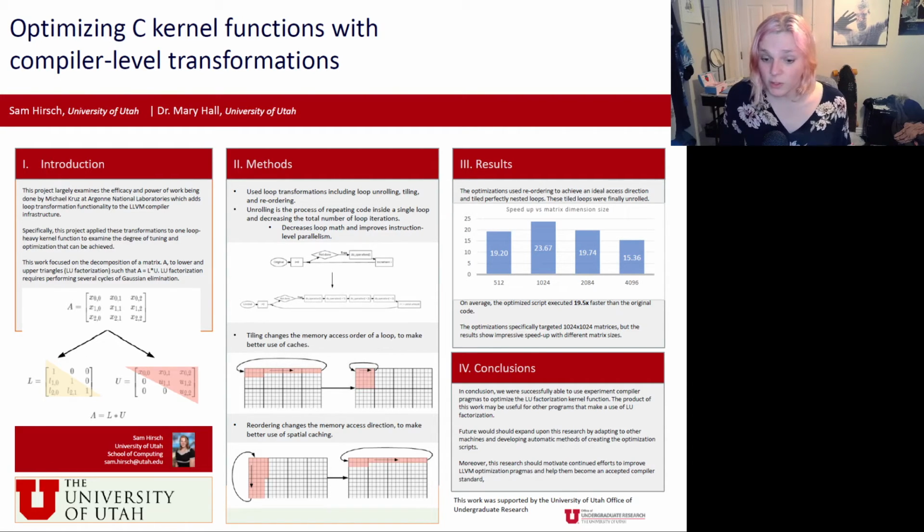Future work that we propose should expand upon this research by adapting to other machines and developing automatic methods of creating the optimization scripts. So the idea is that these optimizations are highly targeted to the hardware that you're using, so they should be adapted to different pieces of hardware and potentially done automatically without programmer intervention. Finally, the results of this research should motivate continued efforts to improve LU optimization, these LLVM optimization pragmas, and help them become an accepted compiler standard, since those are only available in development branches, and it would be great to see this become more available to more programmers.